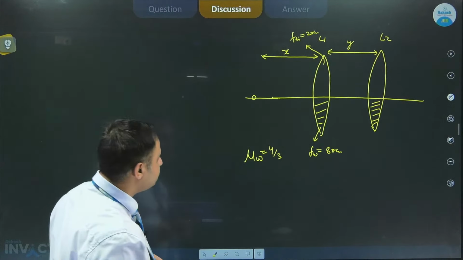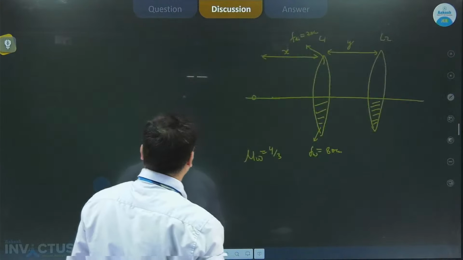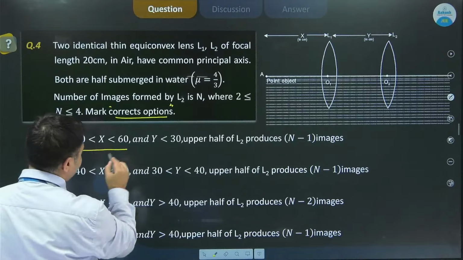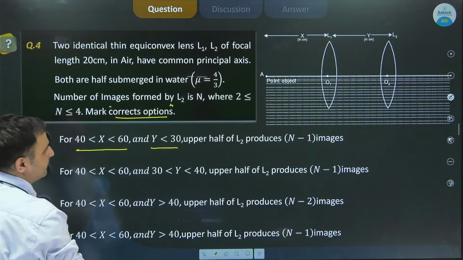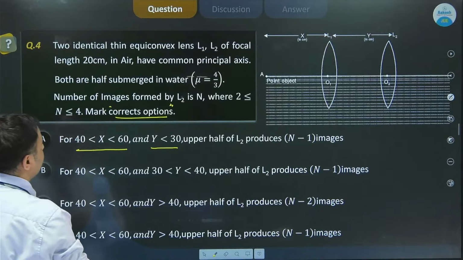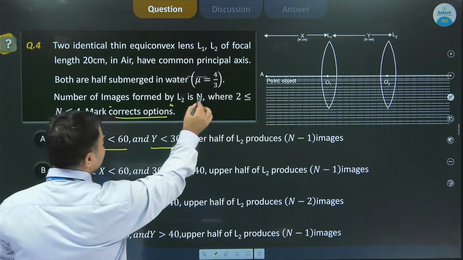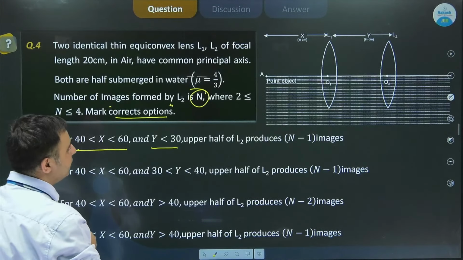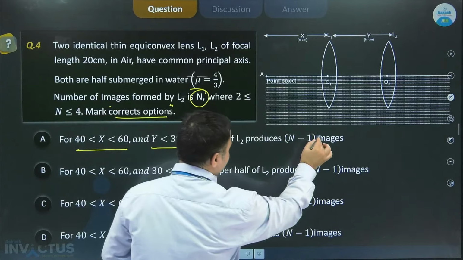Now, let's see option A. For x is equal to this range and y is equal to this, upper half of L2 produces N minus 1 images. So number of images formed by L2 is N. Then number of images formed by upper half of L2 is N minus 1 images.